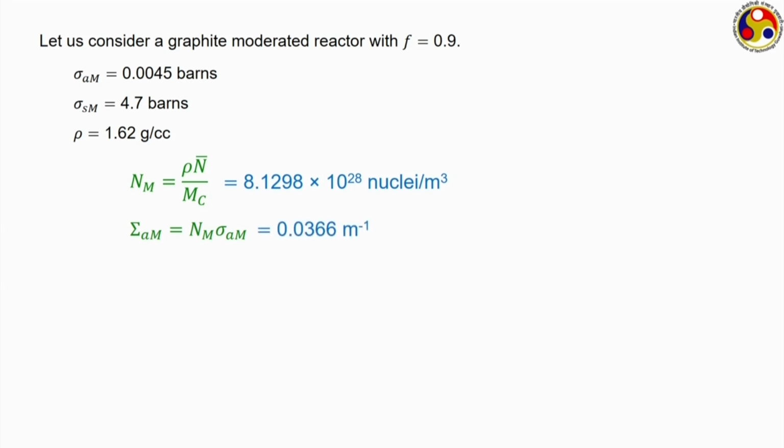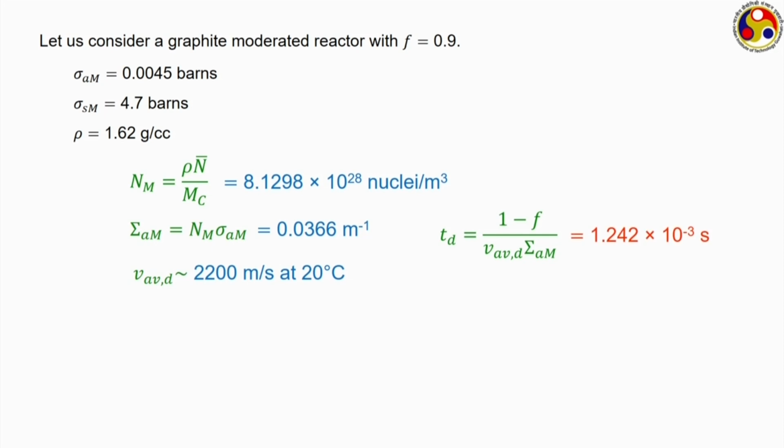So, accordingly this one is the macroscopic absorption cross section for the moderator. And for a typical thermal neutron, the velocity is generally around 2200 meter per second, because its energy is something like 0.025 electron volt. So, the expression for TD is already known to you. We are putting these numbers that we have calculated, and we are getting it to be 1.2 into 10 to the minus 3 seconds, or something like 1 millisecond. That is the diffusion time.